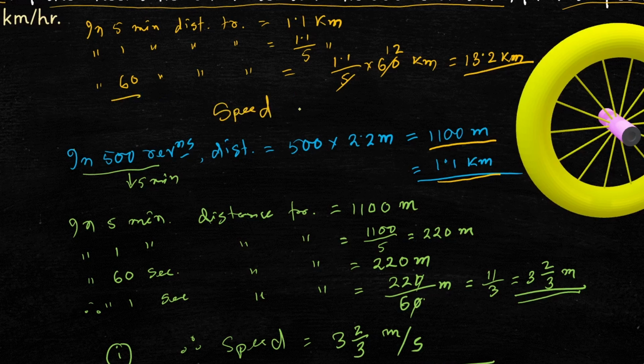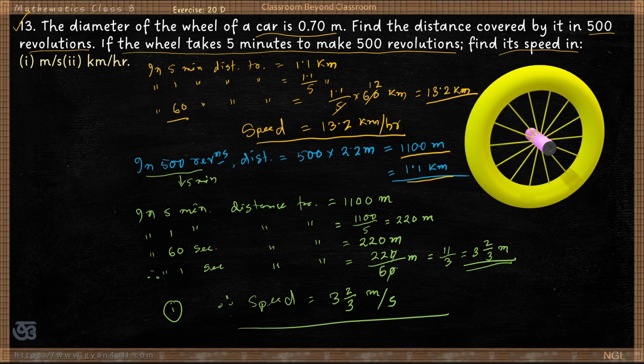Therefore, speed is equal to 13.2 kilometer per hour. So speed is the same. This is expressed in kilometer per hour, and this is expressed in meter per second. So this is number 2.